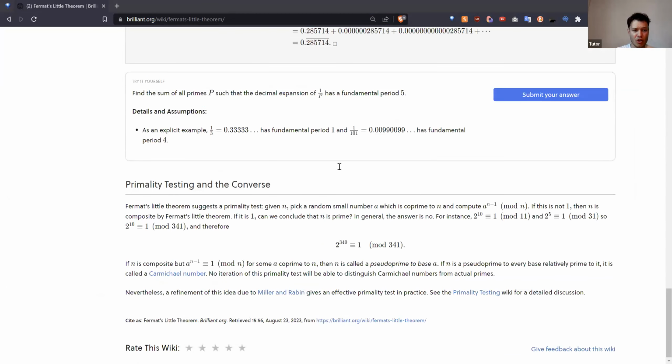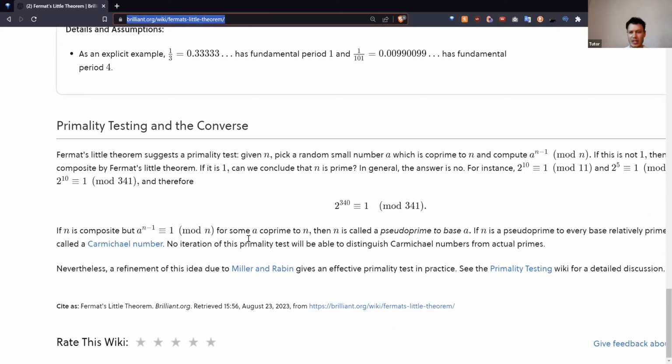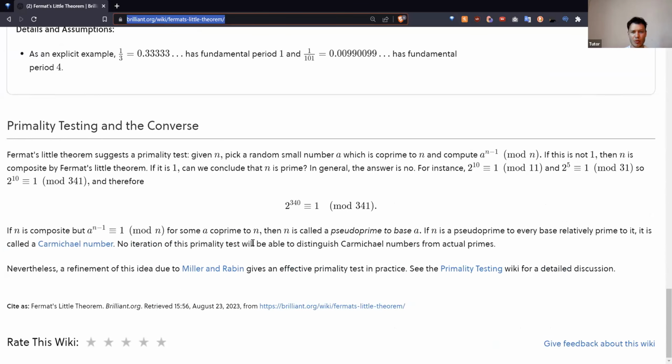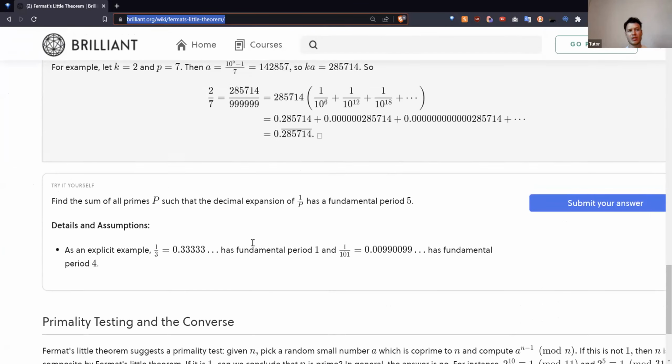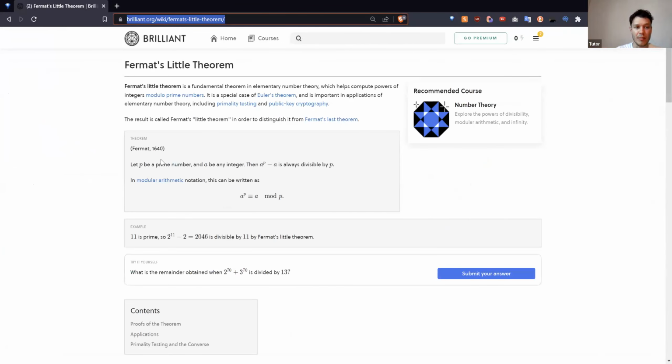Well, Fermat's little theorem is also good for primality testing, right? So it can tell you very quickly if a number is a prime or not. Yeah, but this one is a slightly more advanced concept, so we'll skip it because I don't think it's required at the introductory level in Fermat's little theorem.